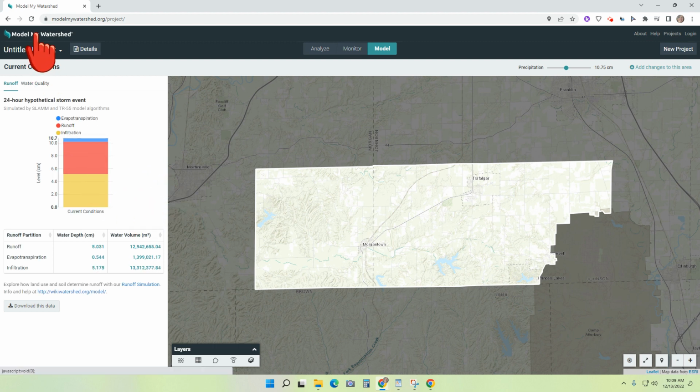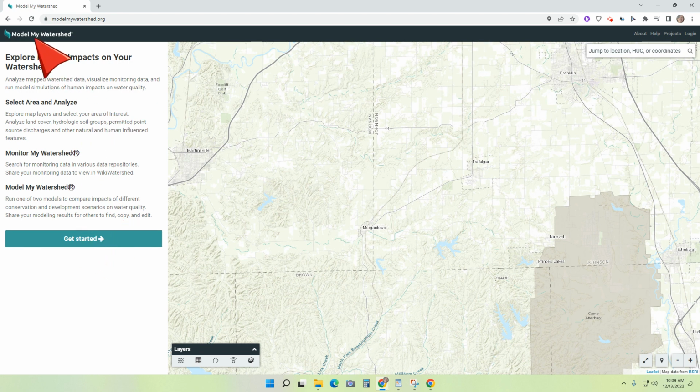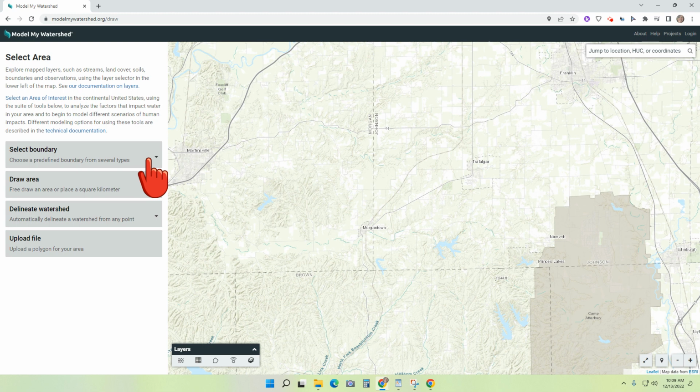But what I'd like for you to do is go back. You're going to click Model My Watershed, and you can get started. You can go to any location you want to. Like you can see, I looked at Reno, Nevada. You might look at some place that you know has a lot of lakes. You might go to perhaps the Chicago area, a big city, and see what happens.